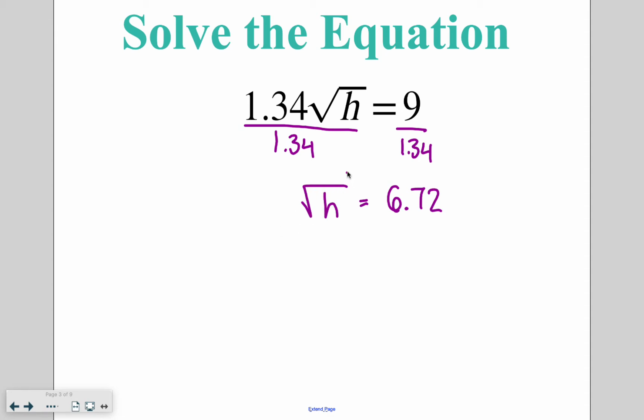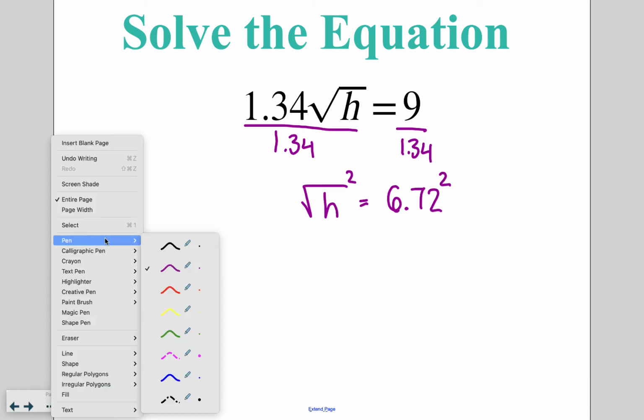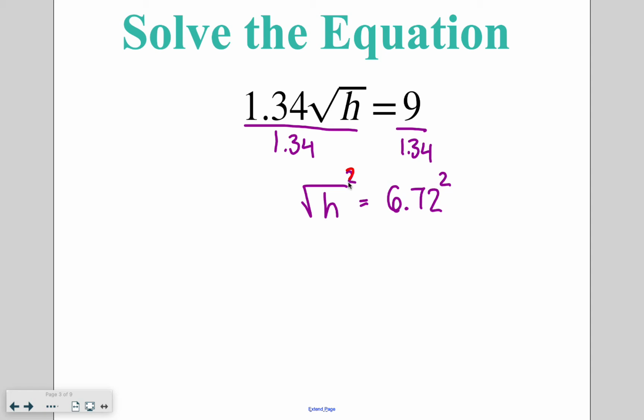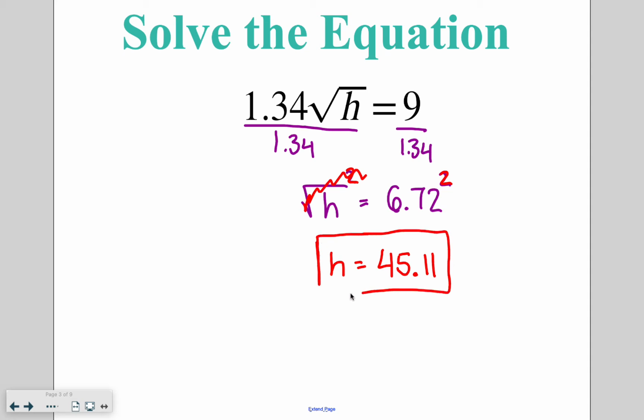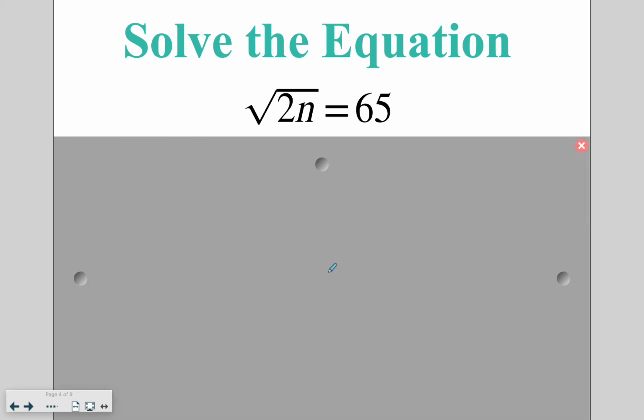So now to get rid of the square root, I'm going to square both sides. And once I do that, square and square root cancel each other out. So when I square the other side, 6.72 squared is going to give me an answer of h is equal to 45.11. Again, that is rounding to 2 decimal places. When you need to round, you always want to go to the 100th place. Go ahead and try this one on your own.